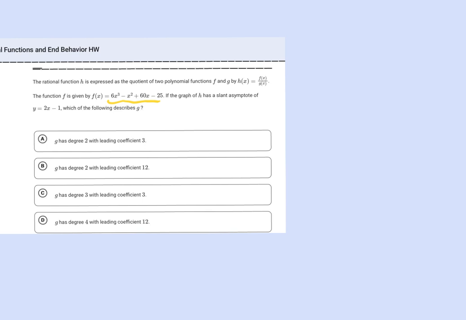This guy is my numerator, 6x to the third minus x squared plus 60x minus 25, and it goes over the denominator, which is 2x minus 1. This is how your AP questions are going to be given to you for rational functions. It typically doesn't give it to you already in fraction form. It typically says this is true, and then it gives you the f of x and the g of x.